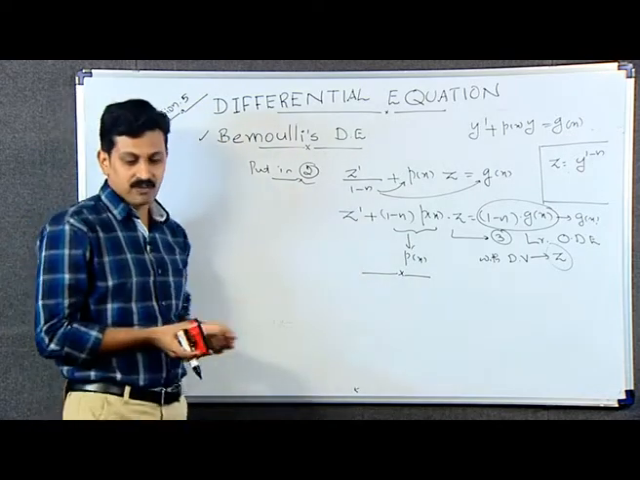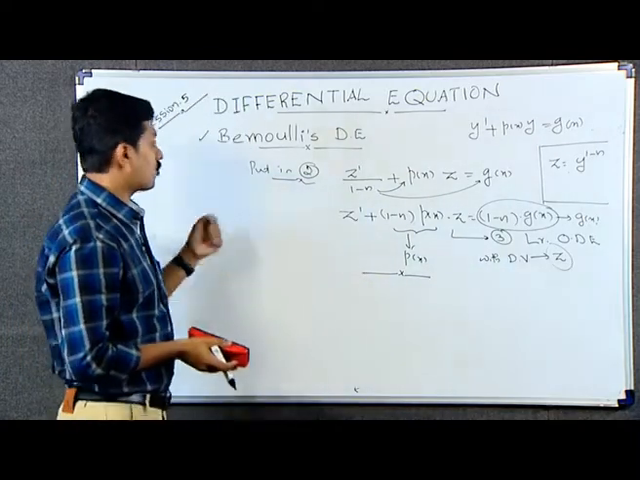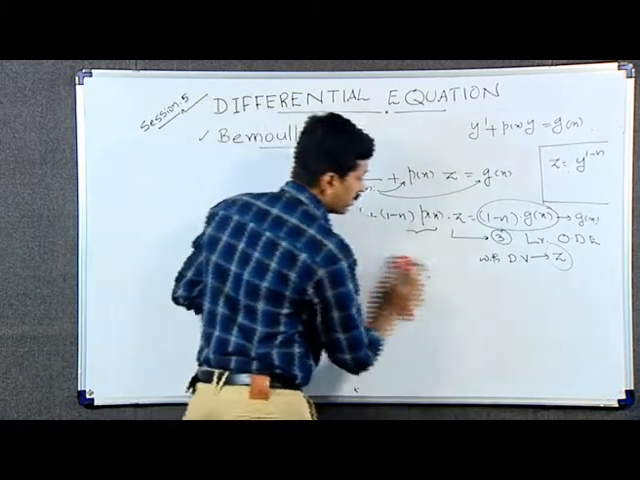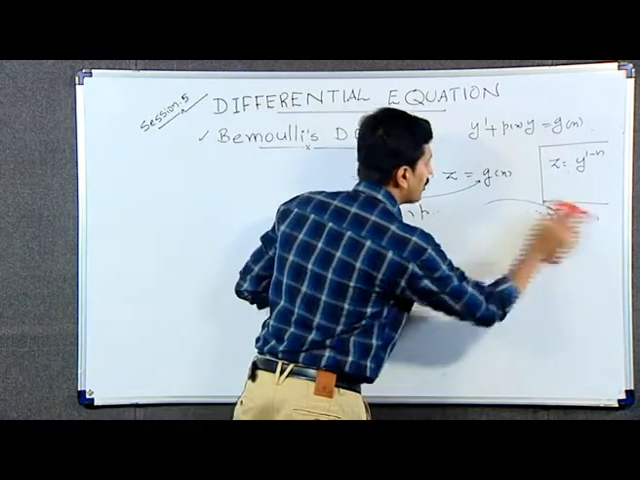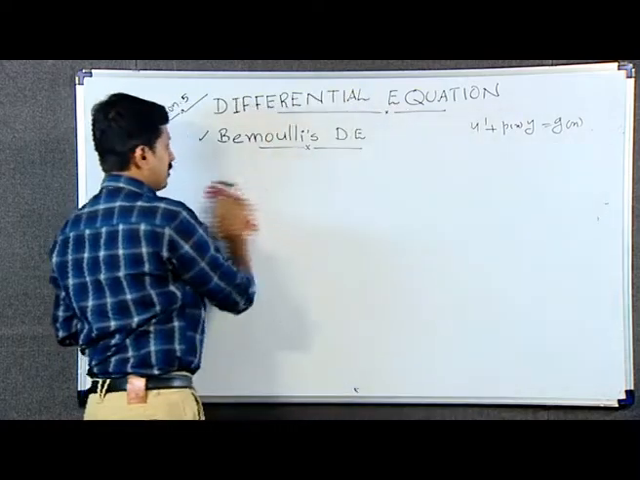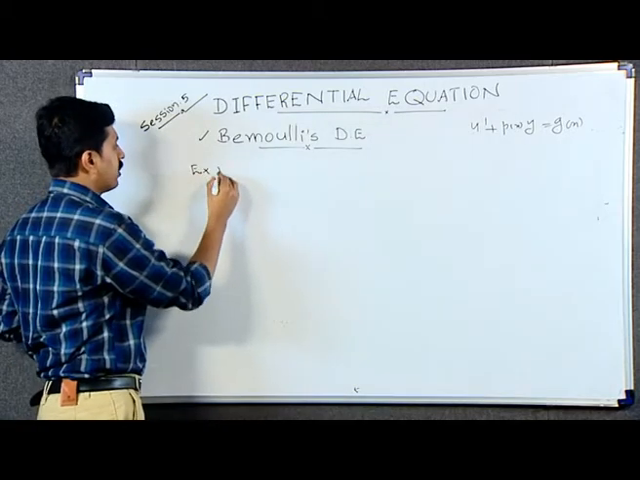Now we can move to some examples. From that you can understand how we can very easily solve Bernoulli's differential equation by using the linear first order ODE. Let us move to the first question. Example 1.